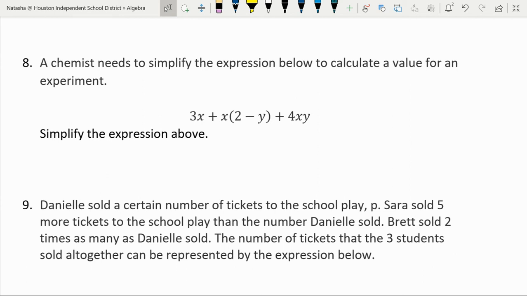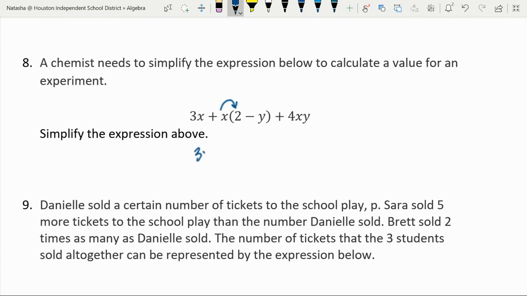All right, so we're going to keep going. So number 8, the chemist needs to simplify the expression below to calculate a value for an experiment. So again, now notice this is a little bit different. It's an x value, but we can still deal with it. So I'm going to distribute that x times 2.